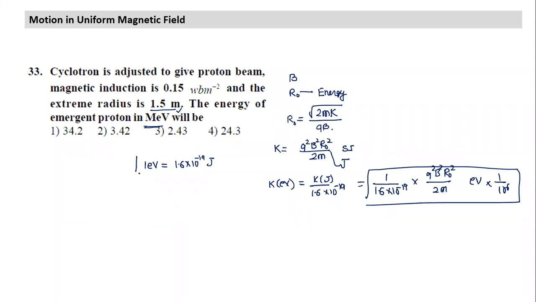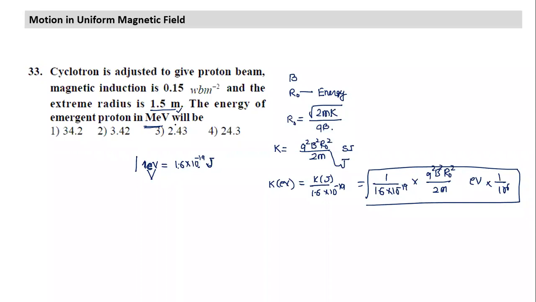In this question, we should understand how to convert. Basically, energy in joules is equal to charge into potential. If the charge is equal to 1 coulomb and voltage is 1, we get 1 joule. Electron volts is when the charge is equal to the charge of 1 electron. That's why this 1.6 into 10 to the power minus 19 term comes in here.